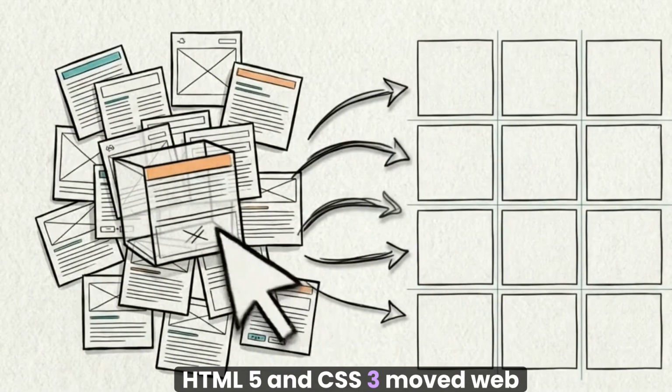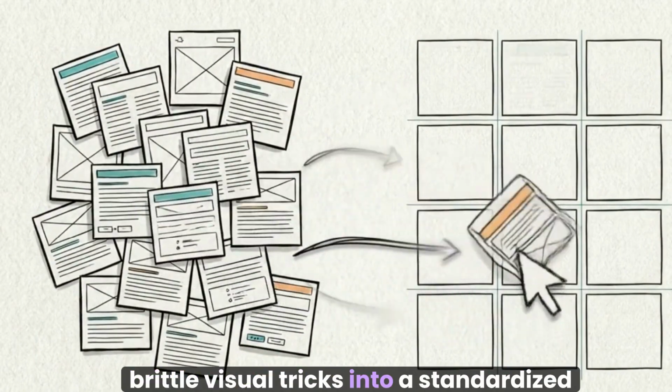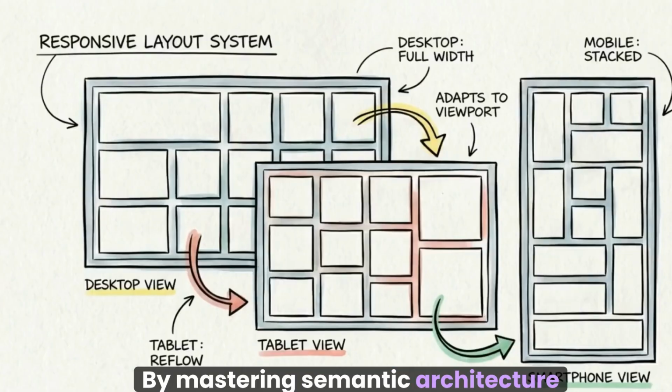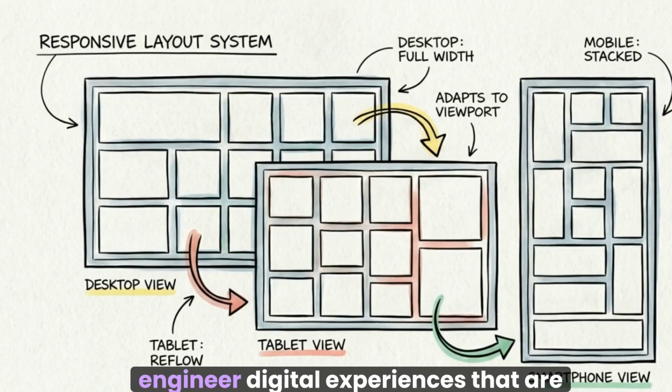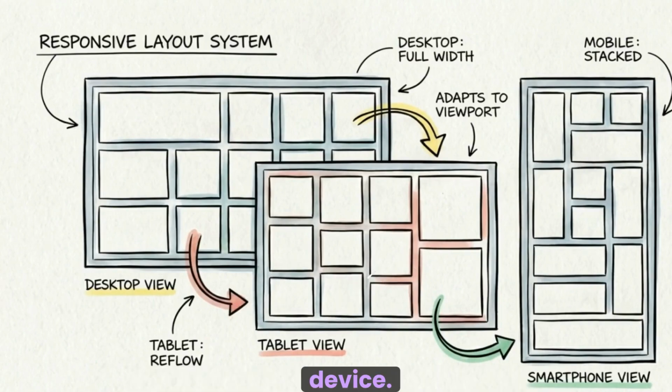HTML5 and CSS3 moved web development away from a patchwork of brittle visual tricks into a standardized, inclusive system. By mastering semantic architecture and native styling, developers engineer digital experiences that are fast, accessible, and ready for any device.